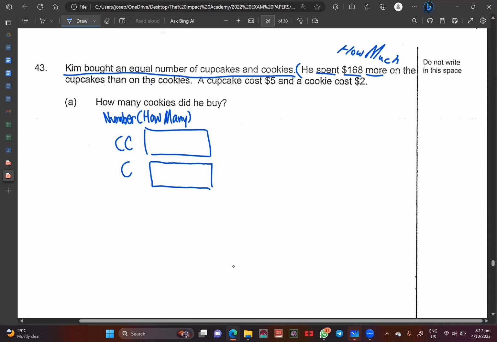Now, the question tells us that he spent. How much did he spend? So over here we write down how much. How much did he spend? He spent $168 more on the cupcakes than on the cookies. Okay, so cupcakes and cookies.